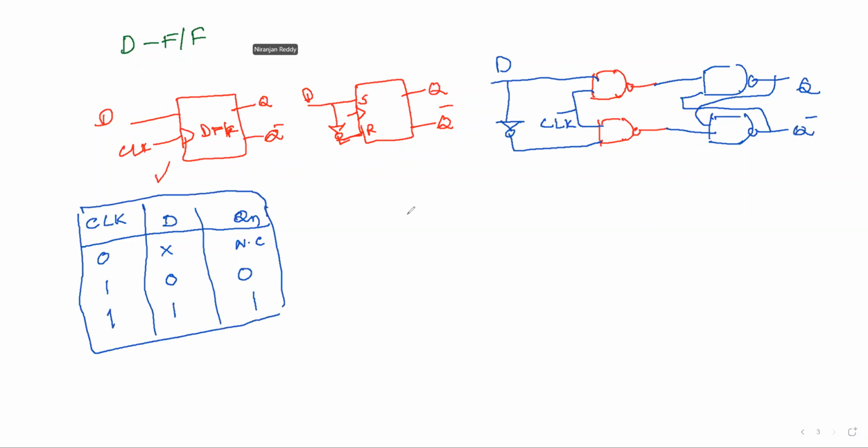Okay. Next, characteristic equation. To do a characteristic equation, first we take D, right? And my output is Qn, and the expected output will be Qn plus 1. Suppose D is equal to 0, my present output is 0, and if I want the next output also 0, what will be the output? 0. D is 0, Qn is 1, then also it is 0, because whatever the value of D, that will appear. 1 0, this is 1, 1 0, this is also 1.